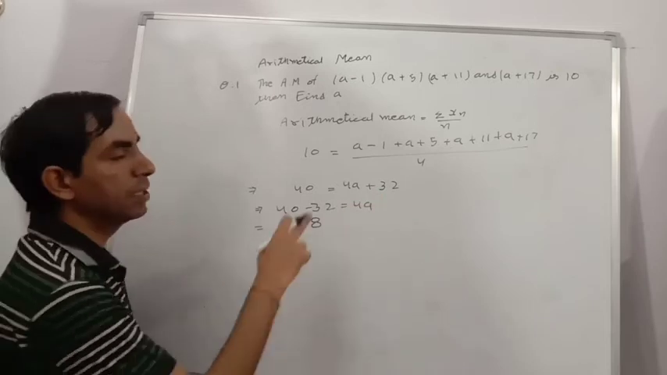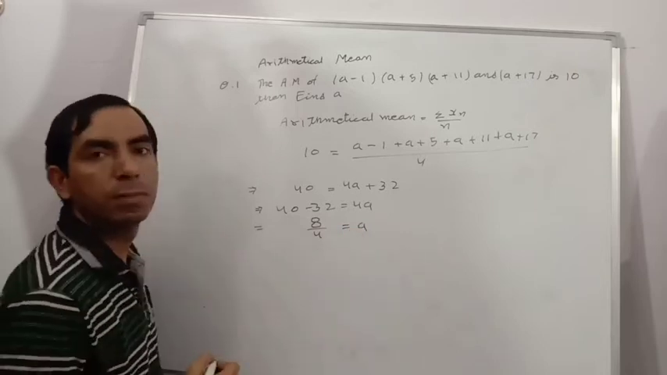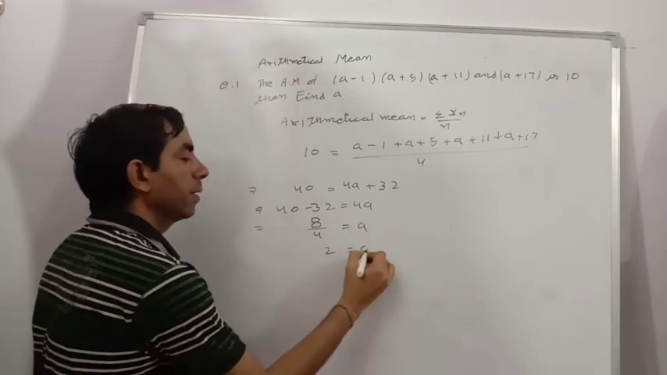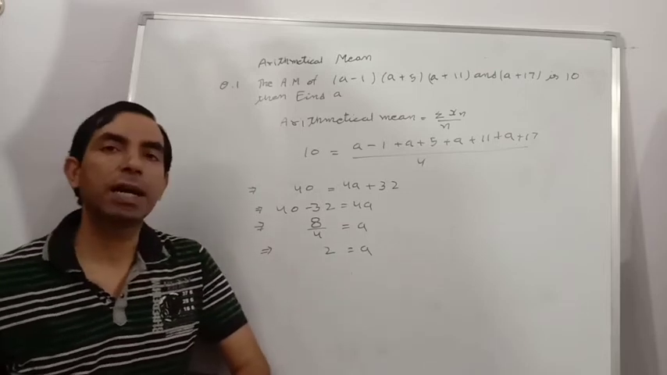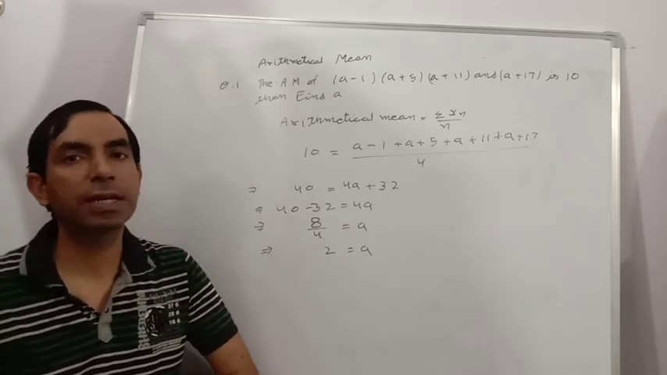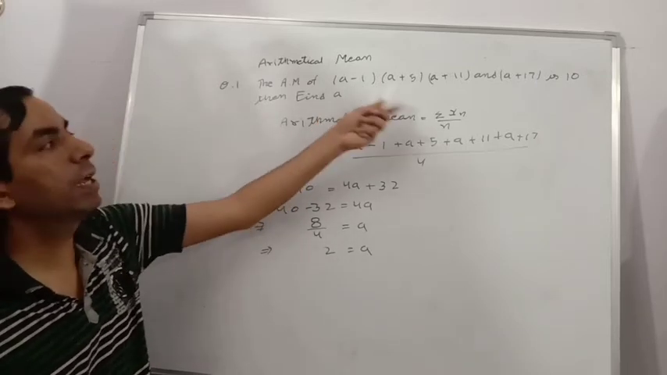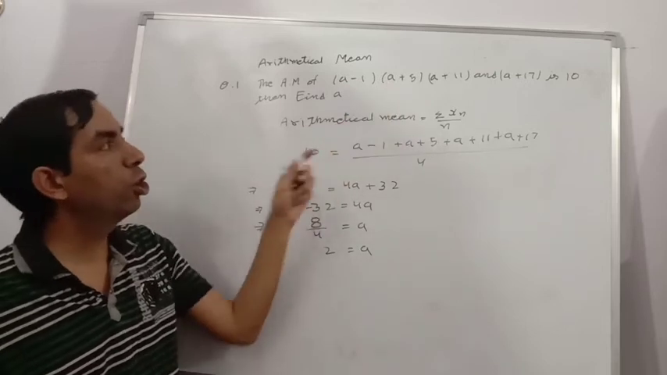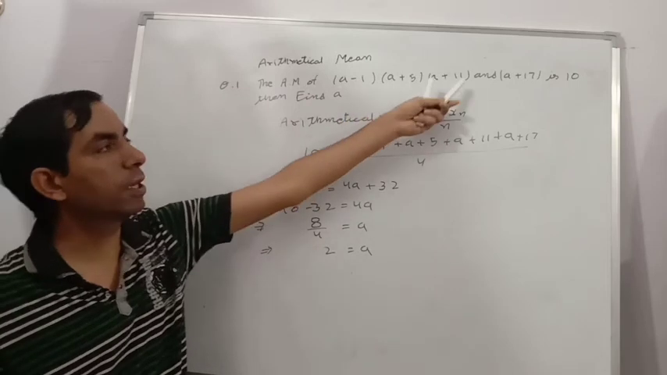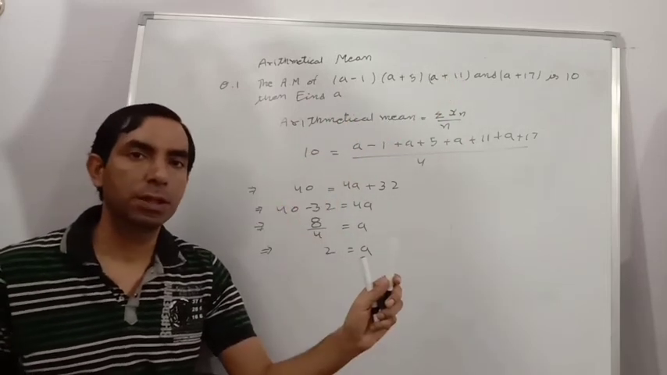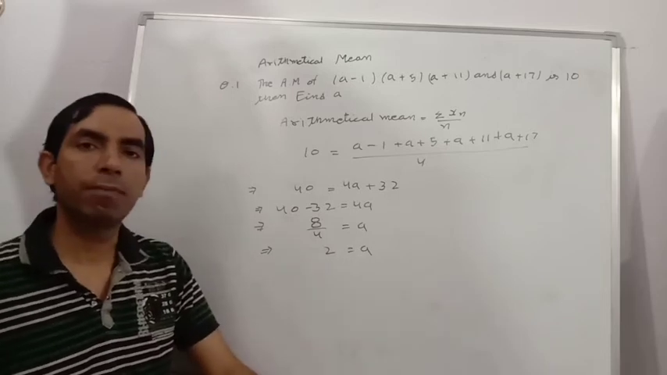4 will be changed to the other side, then it goes to the denominator. 8 upon 4 is 2, so a is 2. Means our value of A is 2. By this method we can calculate the value of an alphabet. But always remember, here 10 is the mean, not the number of terms. The number of terms in the bracket is 1, 2, 3, 4, only 4 terms. Many persons sometimes make mistakes, so solve by this method.